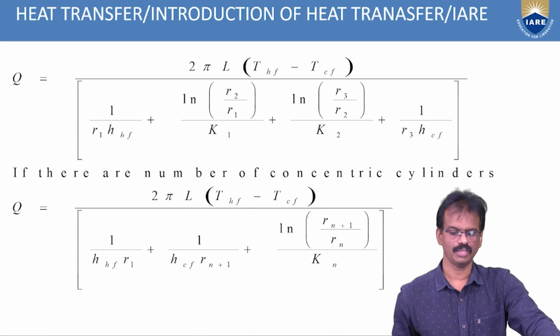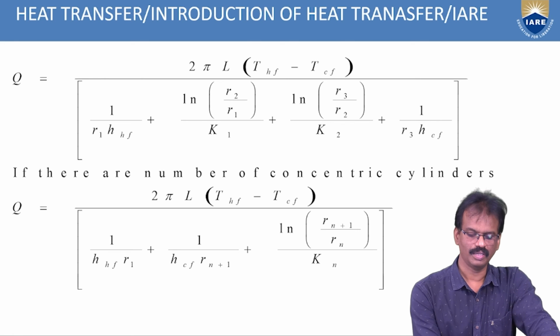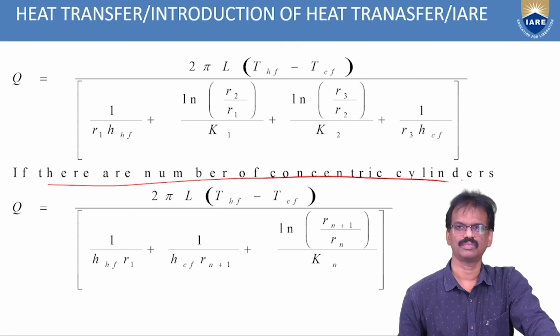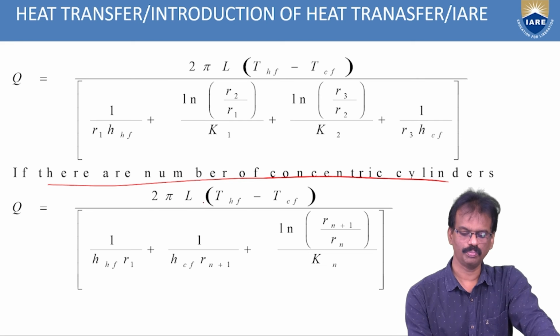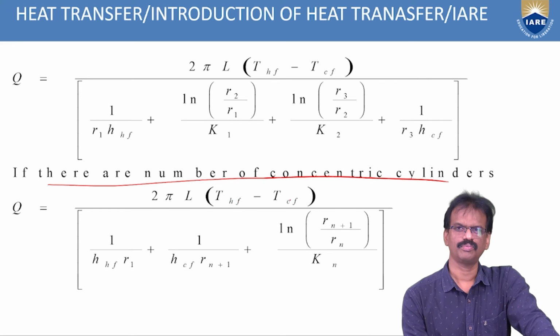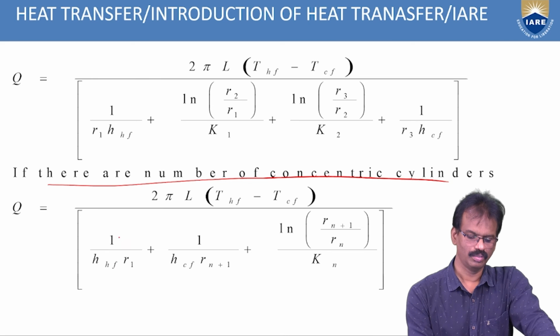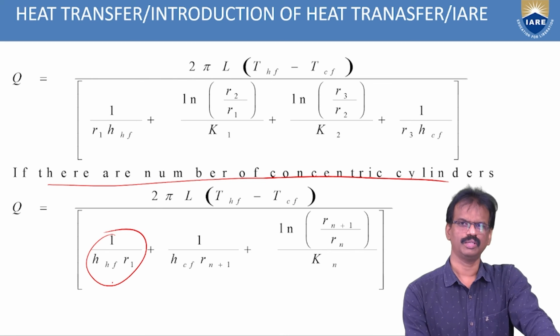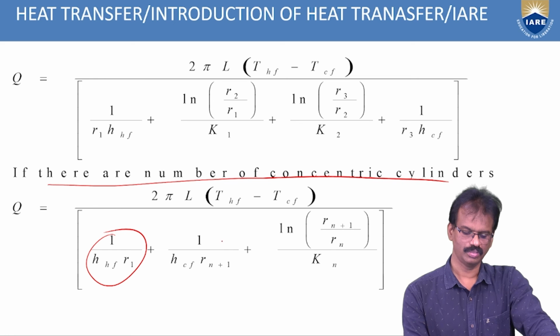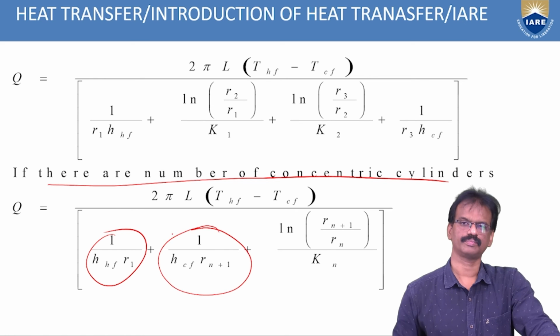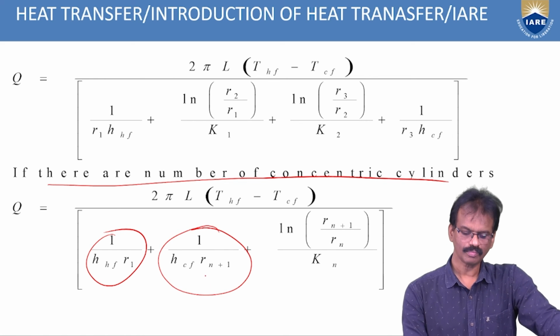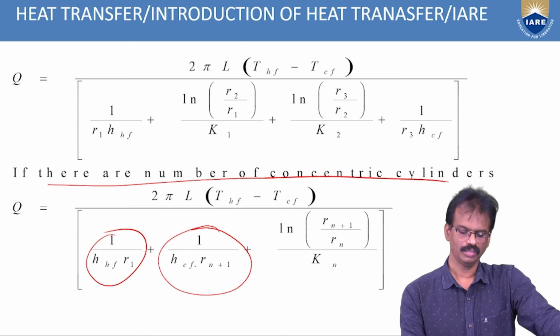If there are a number of concentric cylinders, we can write the general formula like this: 2 pi L into initial temperature minus final temperature, over the initial resistance for the convection process, up to the final thermal resistance for the cold fluid. So it means THF, plus R1, here TCF, into Rn plus 1. Here you can see there are two layers.